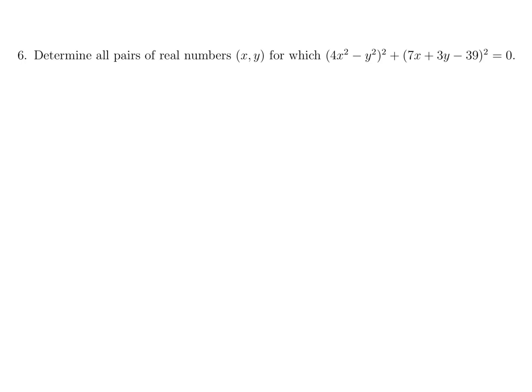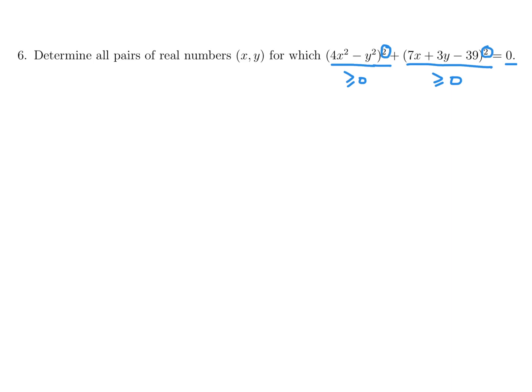Determine all pairs of real numbers x, y for which (4x squared minus y squared) all squared plus (7x plus 3y minus 39) all squared is 0. So this is squared and this is squared. So that means that this whole thing is either positive or greater than 0, and this whole thing is either positive or greater than 0. That's the only way it can equal 0.